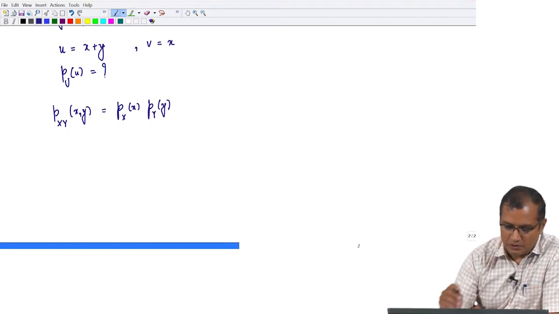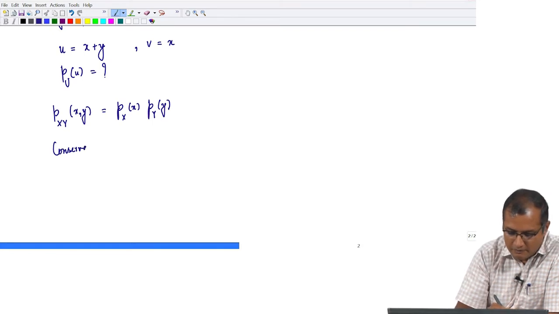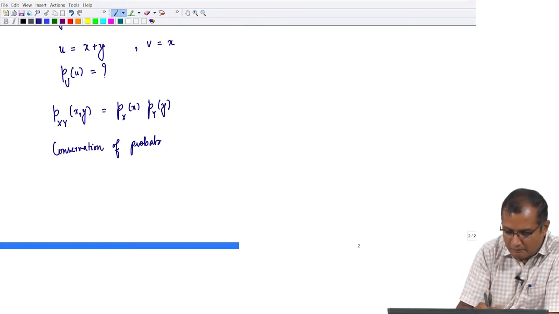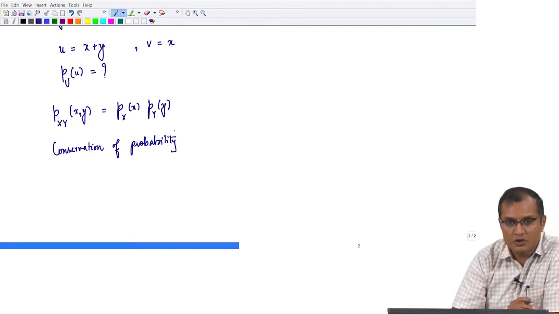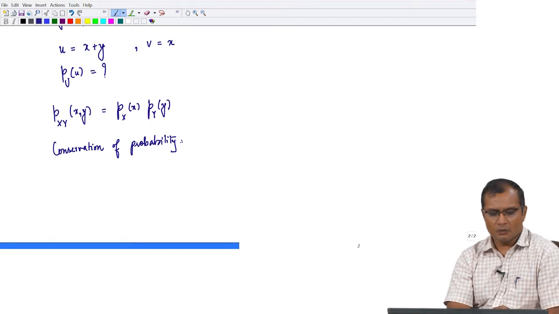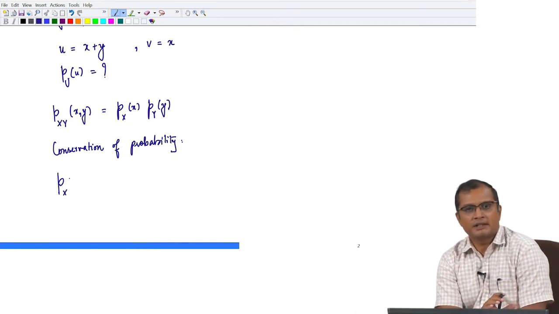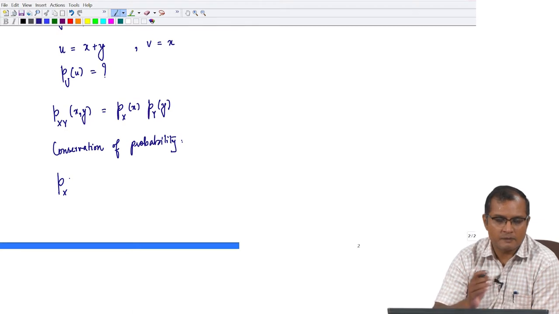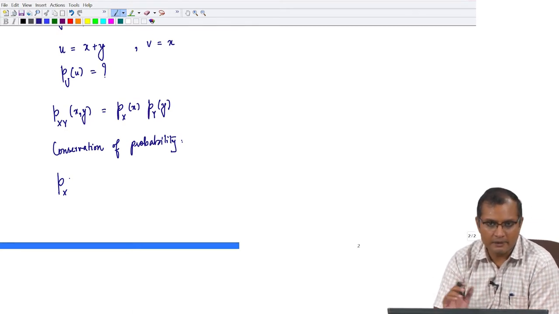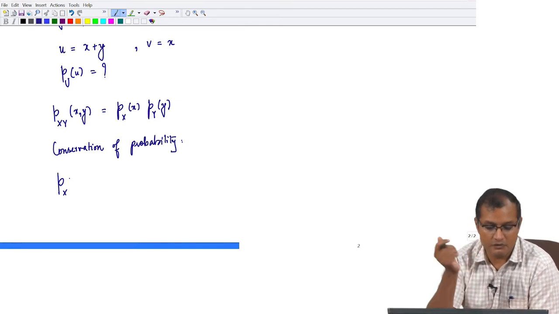So, you have to find out by conservation of probability the distribution of u v. So, we can just write down the probabilities to find the x y in the range x and x plus dx, y plus dy, such that the sum x plus y is z, or sum x plus y is u in this case.